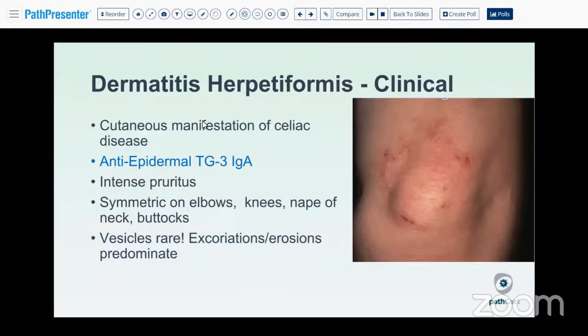Clinically, dermatitis herpetiformis is a manifestation of celiac disease with antibodies directed to epidermal transglutaminase 3, and those are specifically IgA antibodies. It presents with intense pruritus, and in fact, lesions are so intensely pruritic that clinically we rarely ever see actually intact vesicles. Instead, we just see little erosions or excoriations. So it doesn't actually come in as a bullous process often. It's symmetrically distributed, characteristically on the elbows, knees, nape of the neck, and buttocks.